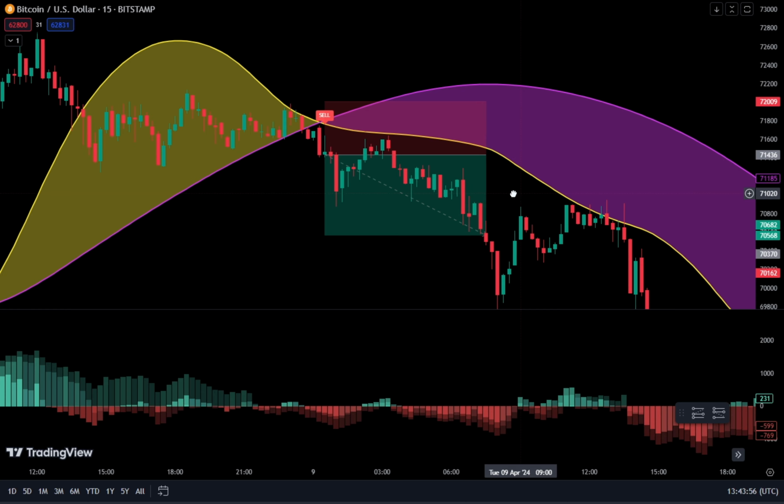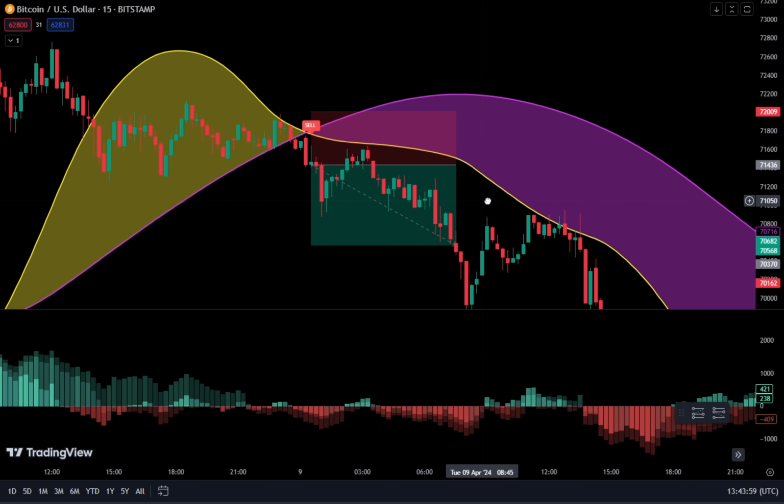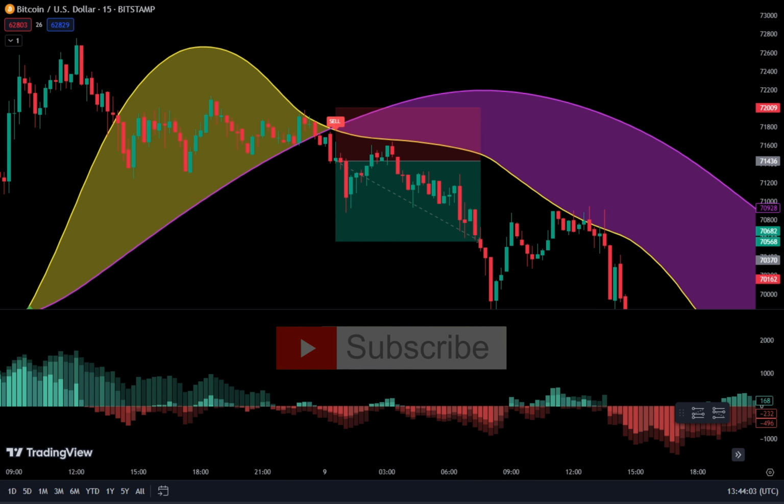Place the stop loss above the previous swing high and set the profit target at a 1.5 risk to reward ratio.